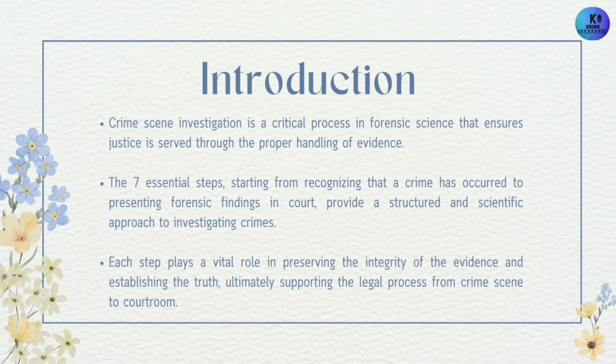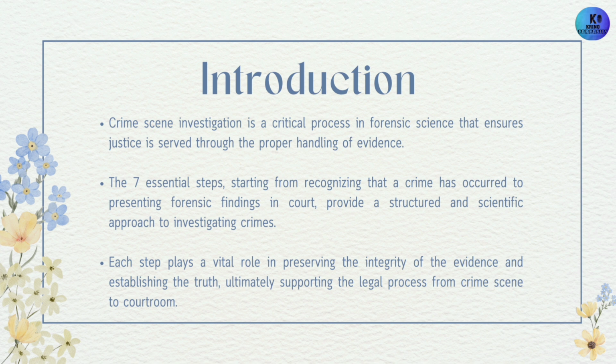Crime scene investigation is one of the most important parts of forensic science as it helps to ensure that justice is done by making sure all the evidence found is handled and analyzed properly. There are 7 essential steps in this process. These begin right from the moment we realize that a crime has happened, all the way to presenting the forensic results in the court.